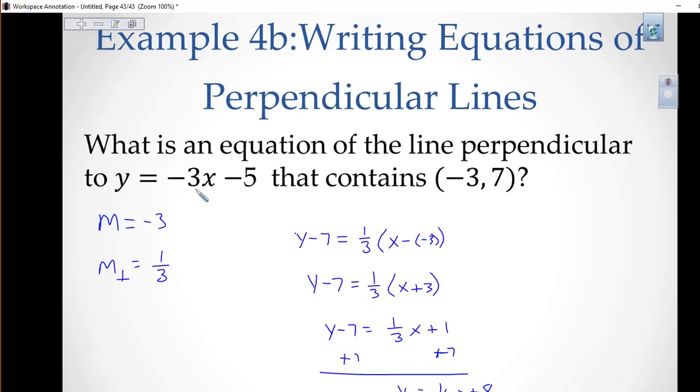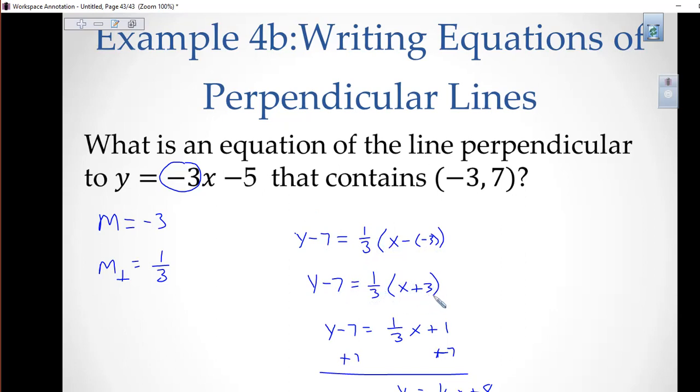All right, so the equation of this line has a slope of -3, which means our perpendicular slope is going to be a positive 1/3. The reciprocal of -3 is going to be a positive 1/3. So now we put it into point slope form. Y minus 7 equals 1/3 times x minus -3. Change our signs. Y minus 7 equals 1/3 times x plus 3.